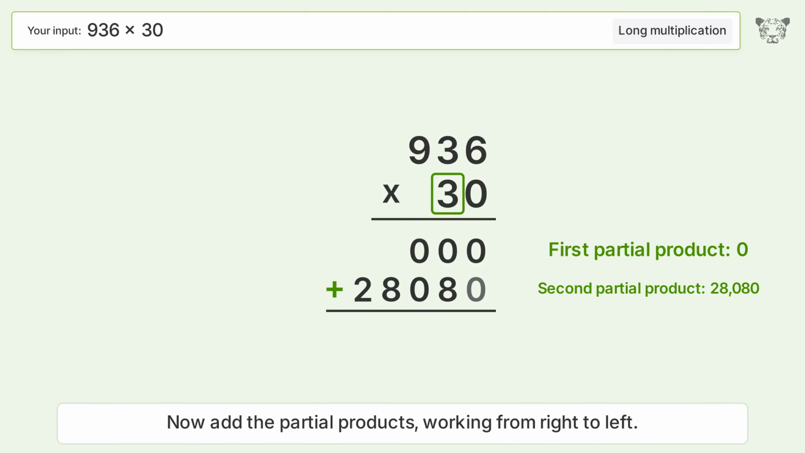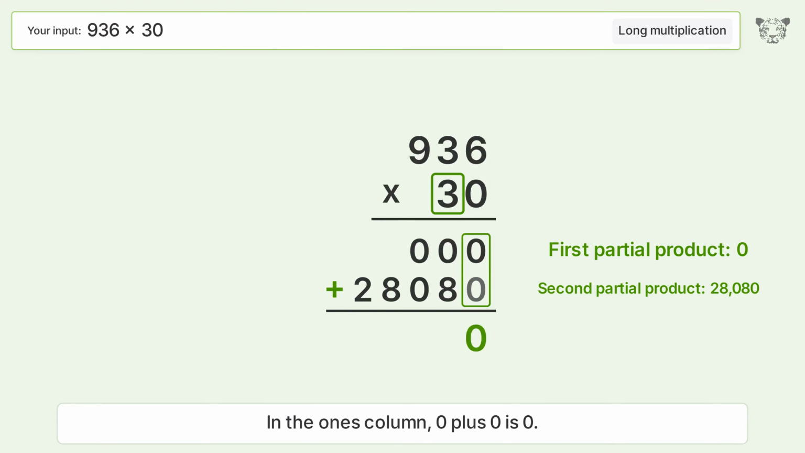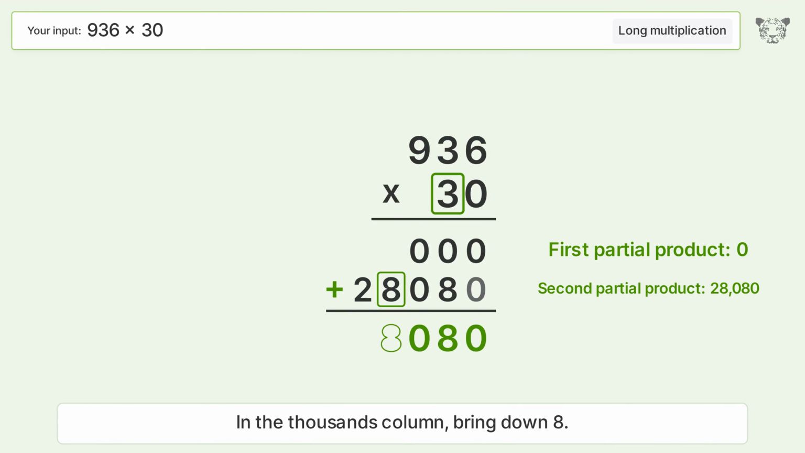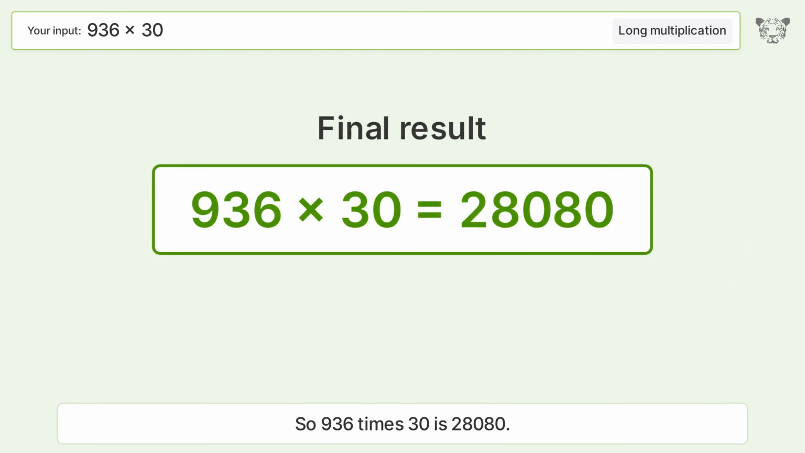Now add the partial products, working from right to left. In the ones column, 0 plus 0 is 0. In the tens column, 0 plus 8 is 8. In the hundreds column, 0 plus 0 is 0. In the thousands column, bring down 8. In the 10,000s column, bring down 2. The product of the whole numbers is 28,080. So 936 times 30 is 28,080.